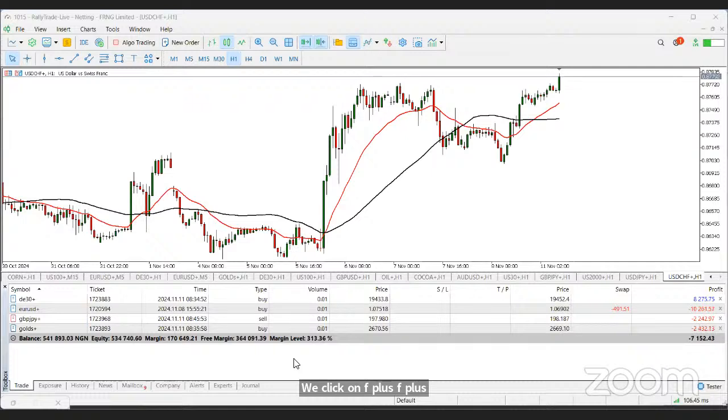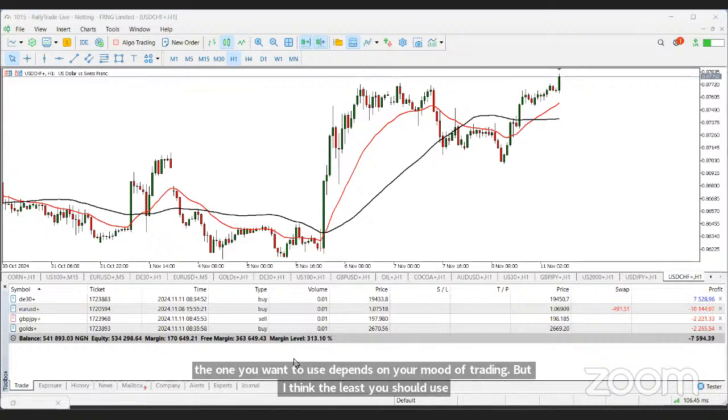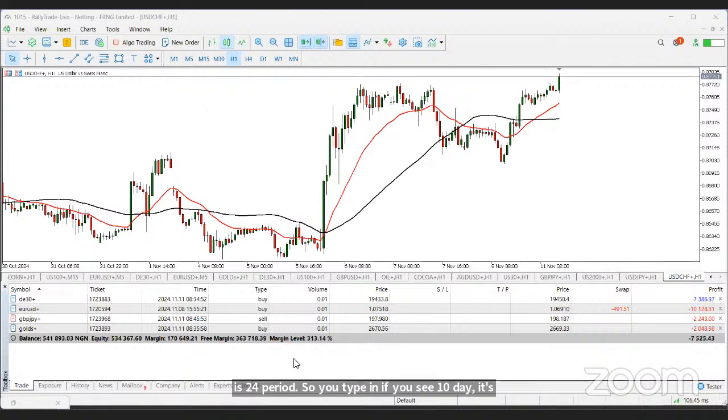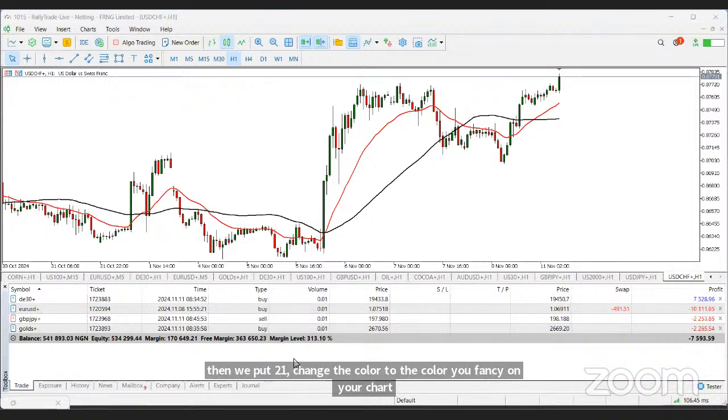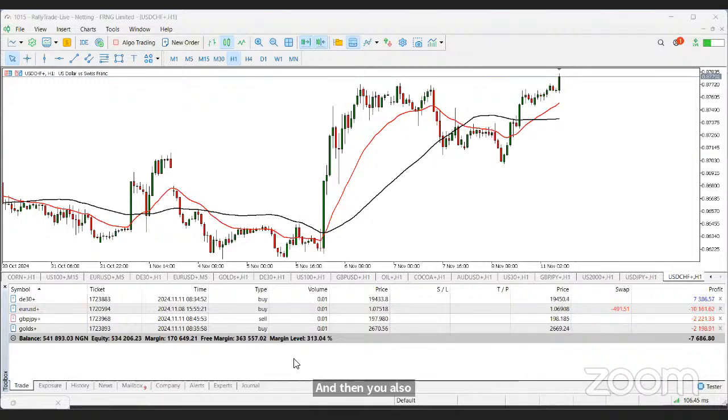Then when you click on F plus, scroll down under trend, pick moving average. When you pick moving average, it asks you for parameters. The one you want to use depends on your mood of trading, but I think the least you should use is 21 period. If you see 10 there, it's default, so remove 10 and put 21. Then change the color to the color you fancy on your chart. And after the 21 period, the shift is 0.